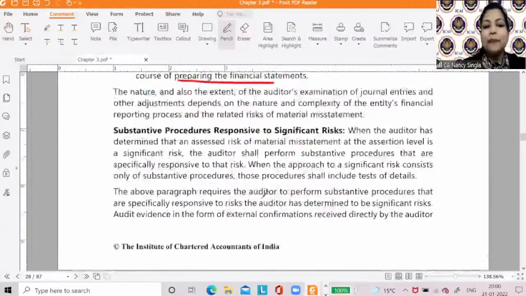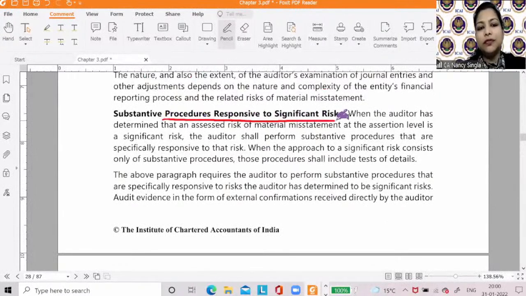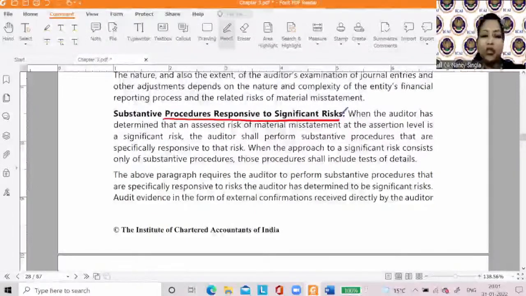Okay. Substantive procedures responsive to significant risk. Now tell me, let's say there is a significant risk. I have examined and assessed the risk of material misstatement, and I found that there is a significant risk of material misstatement. Fraud risk factors are there, or a number of related party transactions are there. Then internal control, they are also good. Now tell me, can I just perform the substantive analytical procedures, just calculate ratios and that's it? Or will there be a need to perform the test of details?